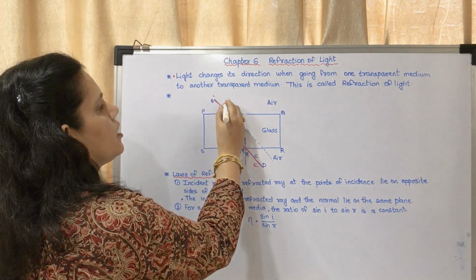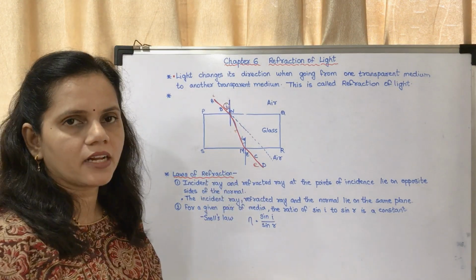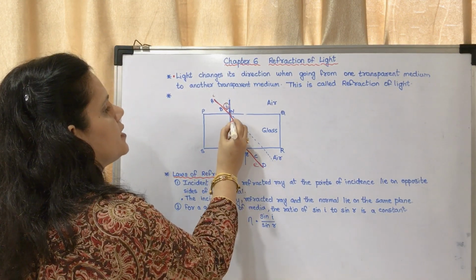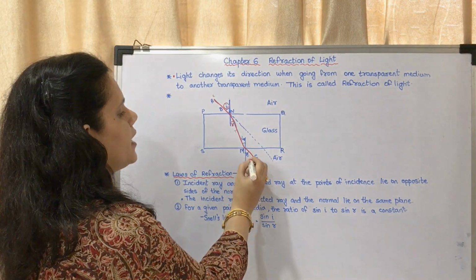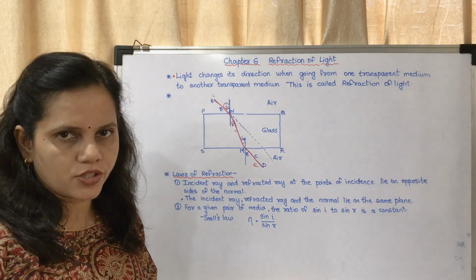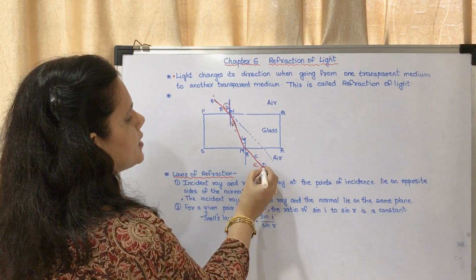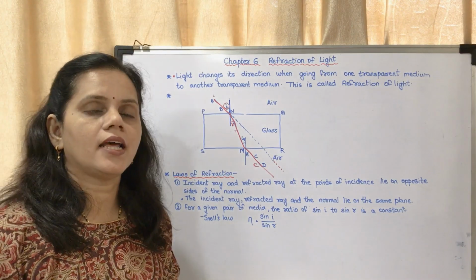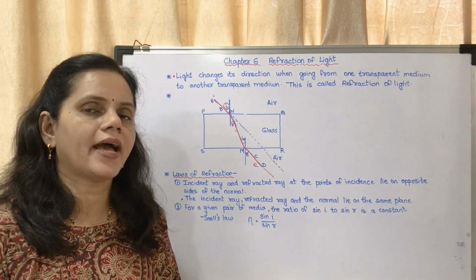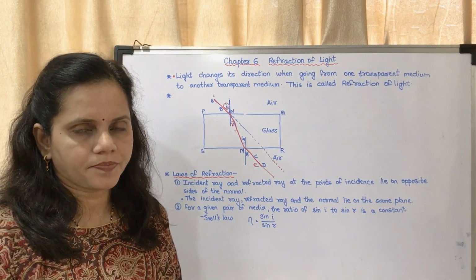This is the angle of incidence. This is the angle of refraction and this is the angle of emergence. You may see this ray and this dotted line will be parallel to each other.